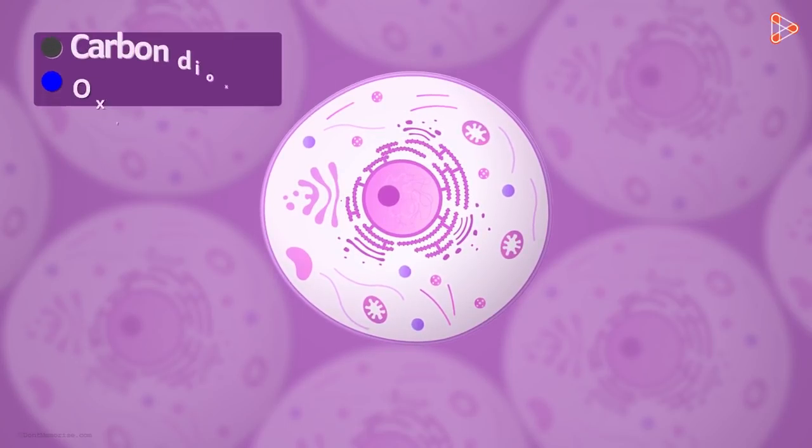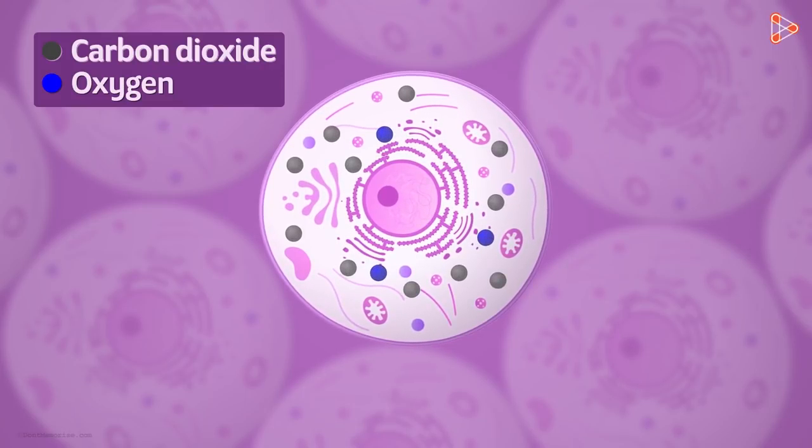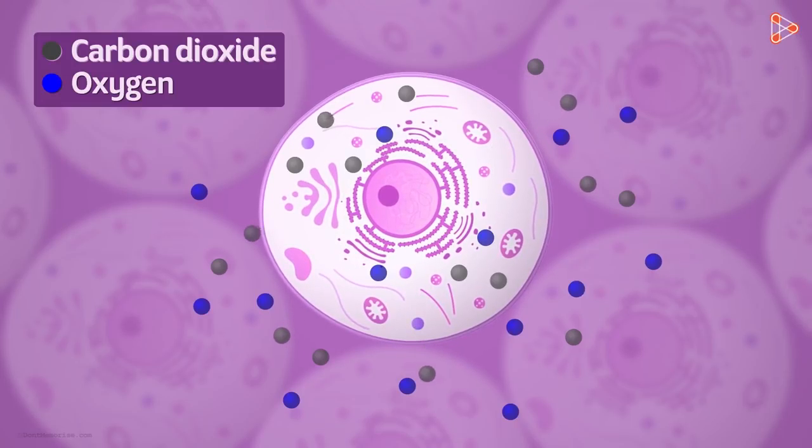Take carbon dioxide, for example. When cells undergo cellular respiration, a lot of carbon dioxide accumulates in the cell. On the other hand, there is very little carbon dioxide present outside the cells. Hence, the carbon dioxide molecules move outside the cells.